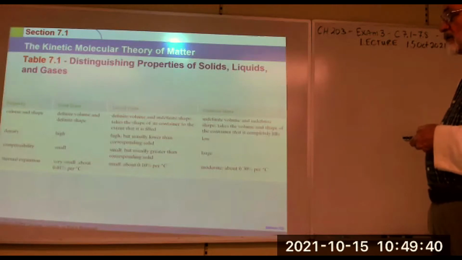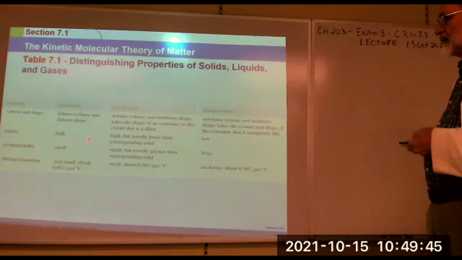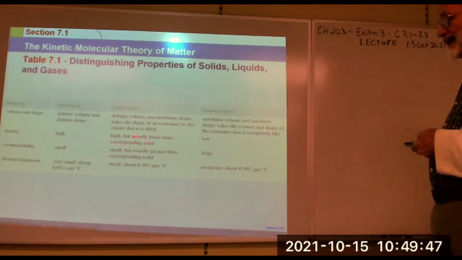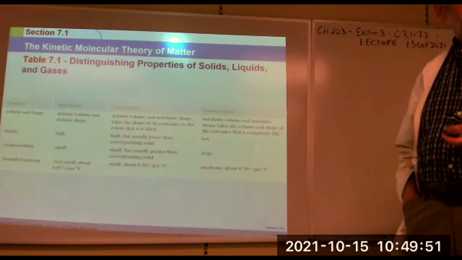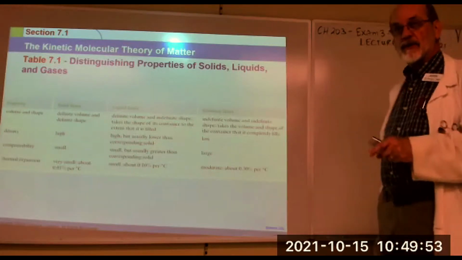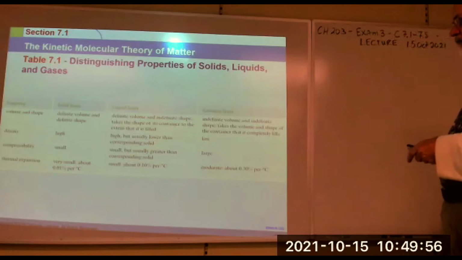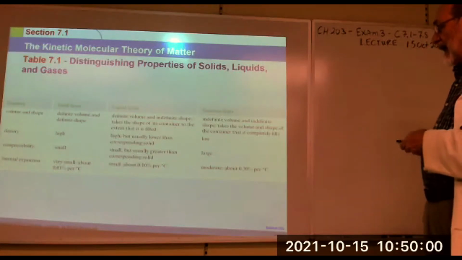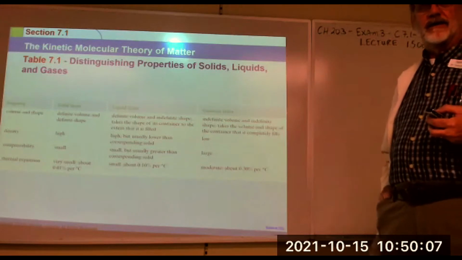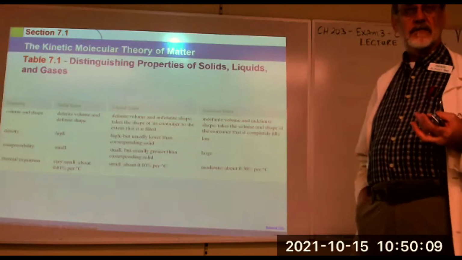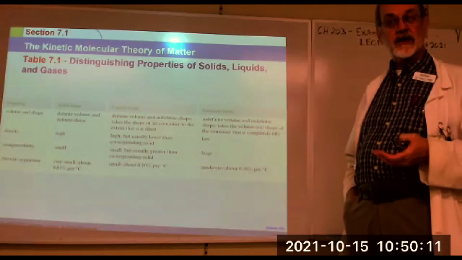As a general rule, solids have the highest density. Liquids have a high density, but it's usually lower than the solid of that material. There are some exceptions, and we'll probably talk about one or two of them in a few minutes. Gases have a very low density. In fact, their densities are measured in grams per liter rather than grams per milliliter or grams per cubic centimeter.